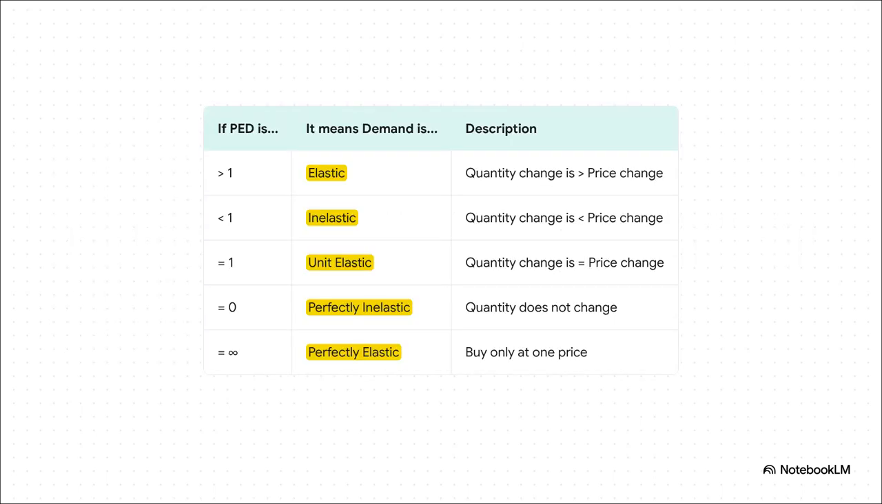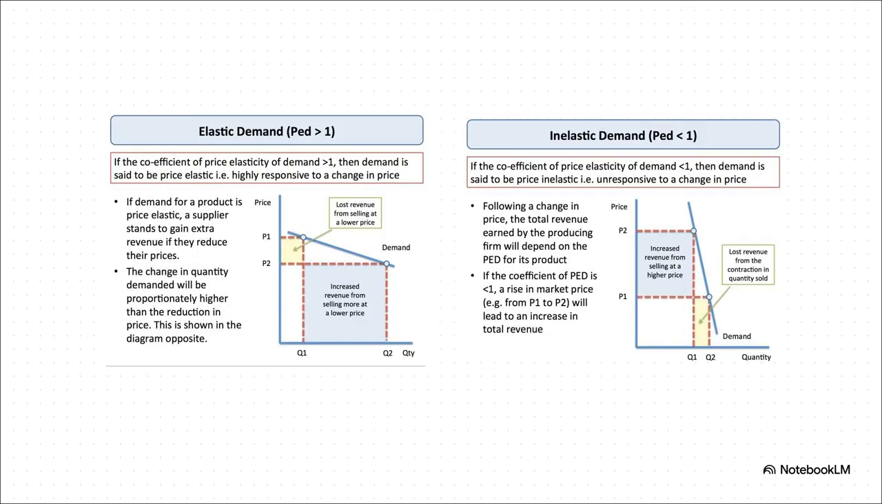So, what do the numbers mean? This table is critical for MCQs. The number 1 is your magic number. It's the dividing line. If the value is greater than 1, demand is elastic, meaning people are very responsive to price changes. If it's less than 1, demand is inelastic. People aren't very responsive. And you can see this visually too.